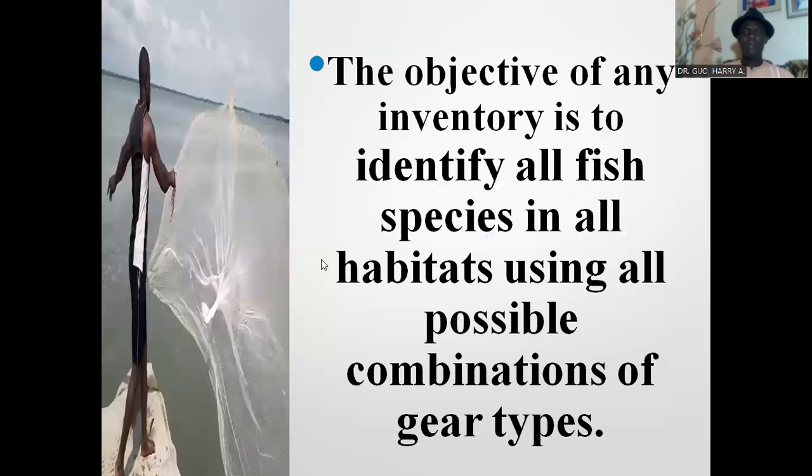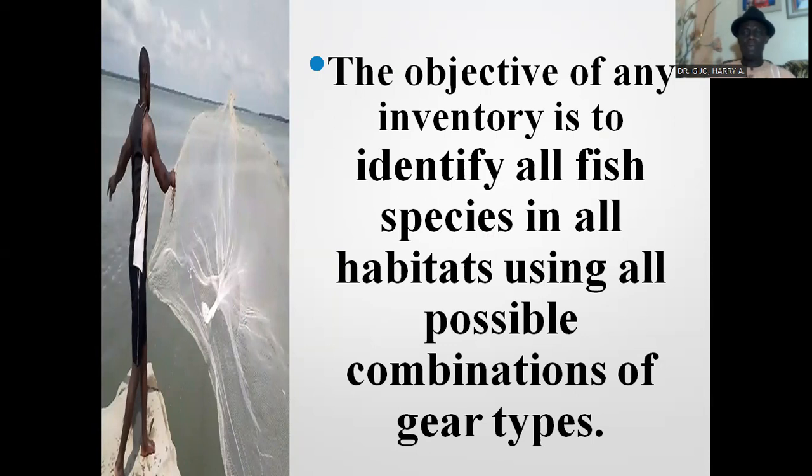The objective of any inventory is to identify all fish species in all habitats using all possible combinations of gear types. Use different types of gear to collect fish so that we are able to identify all the fish species in an area. For example, if we want to study the fauna of a river, let's say the River Non estuary or the River Non, there are different species of fish.